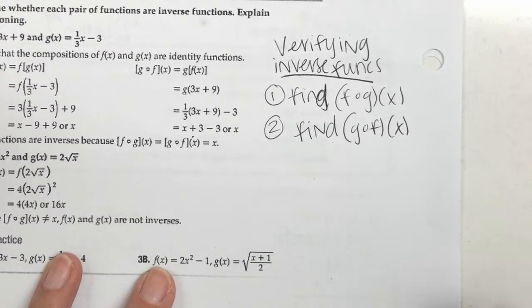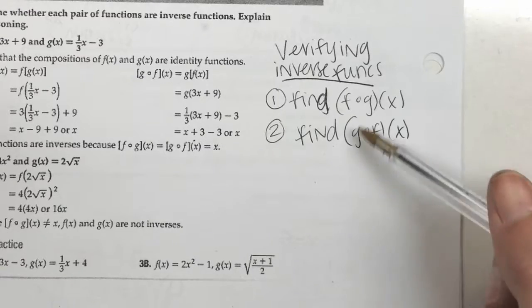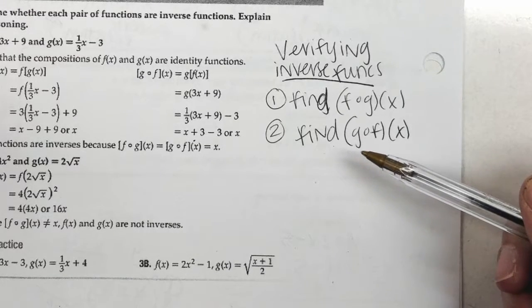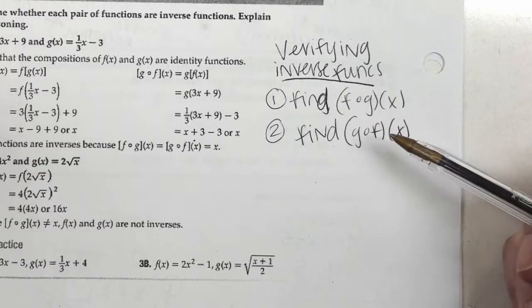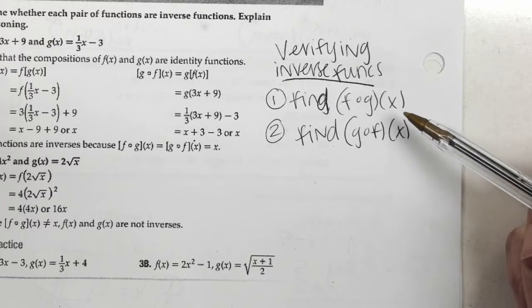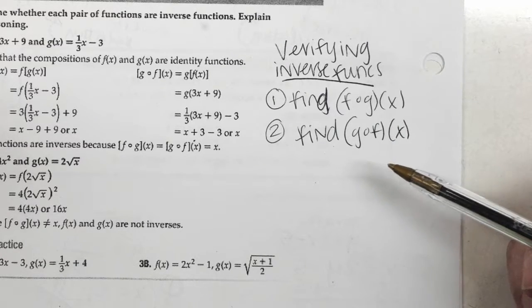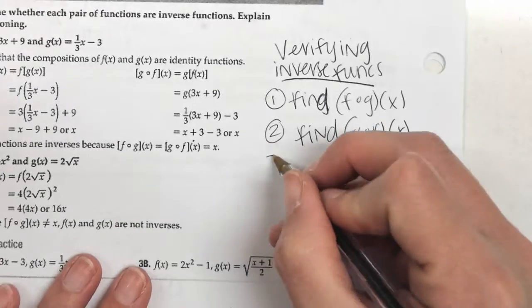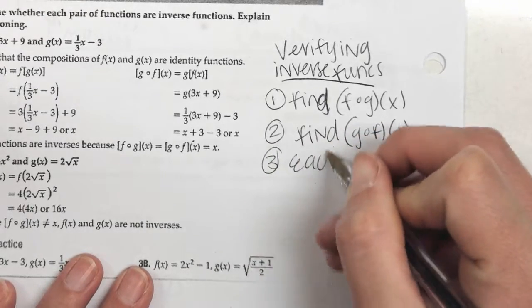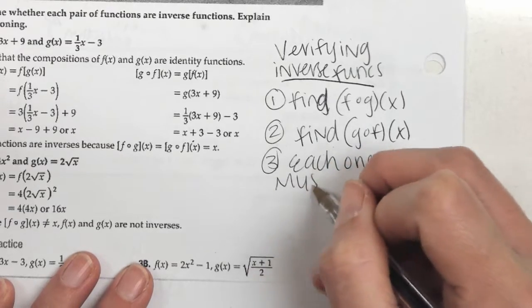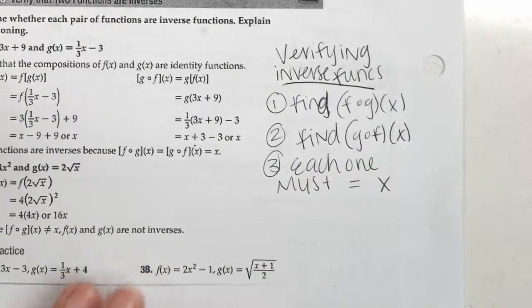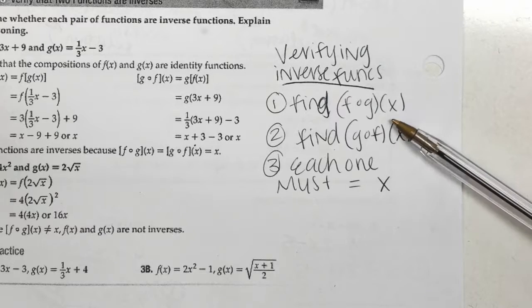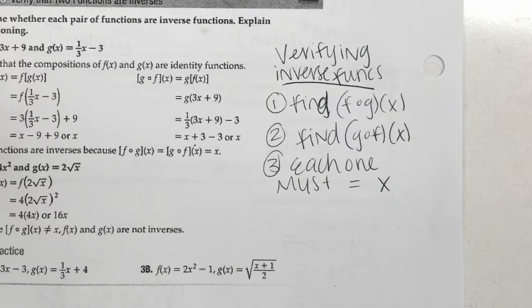So find each one. And if they're inverses, both of these, step 1 and step 2, you'll come out with just x. Both of them have to be x. And if they are both x, then they are inverse functions. If they are not, then they're not inverse functions. So step 3, just put each one must equal x. So if you're working these out, and after you do step 1, like f of g of x, if you work this out and it does not equal x, you could stop there, right? Because they both have to be x in order for them to be inverse functions.